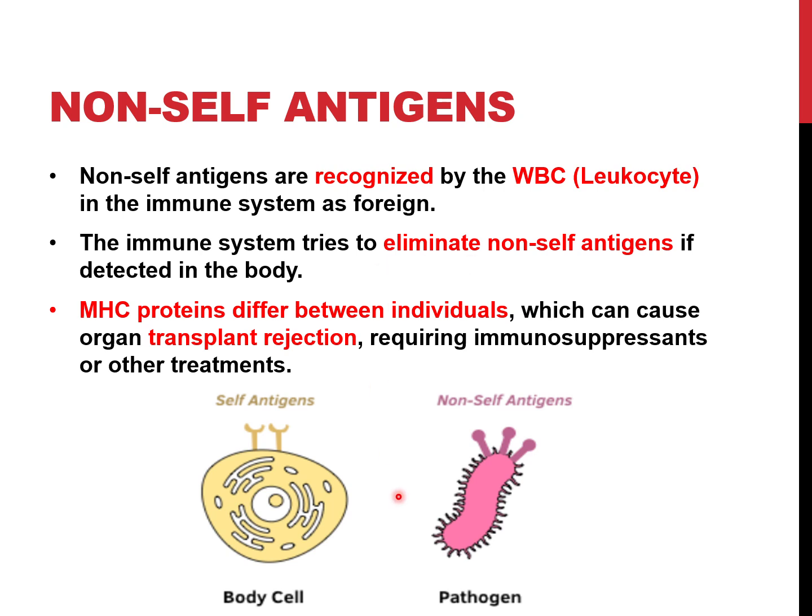Whereas non-self antigens are found on other things. It could be any pathogen, so a bacterium, or a viral particle or something like that. And that's what is recognized by your white blood cells, also known as leukocytes. The immune system tries to eliminate these by doing different things. MHC proteins differ between individuals, which can cause transplant rejection and stuff like that.